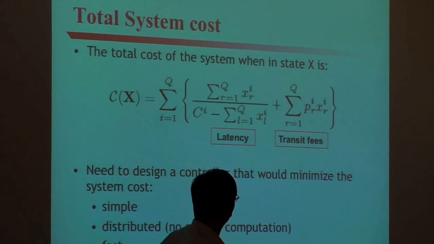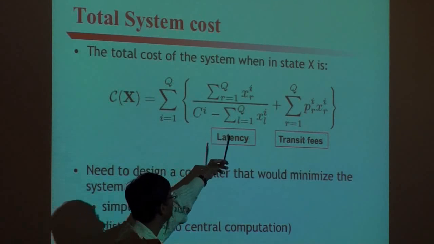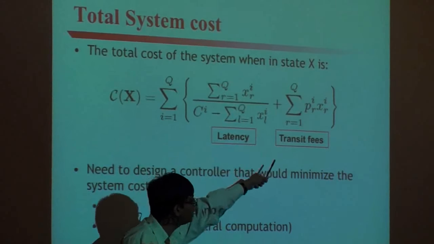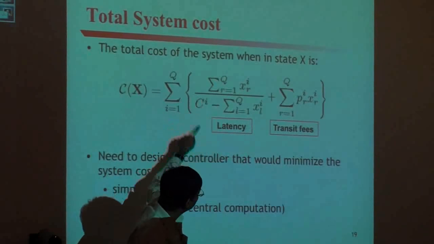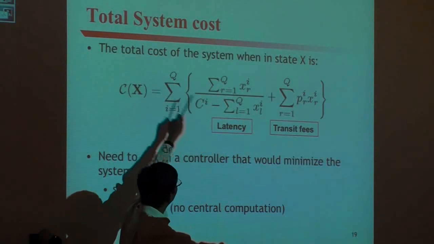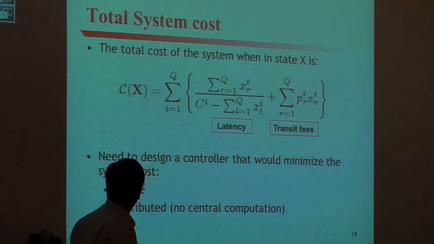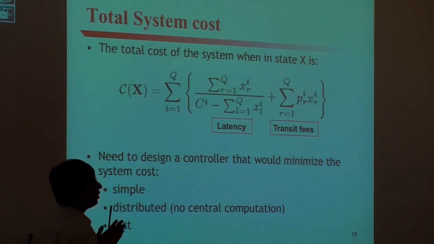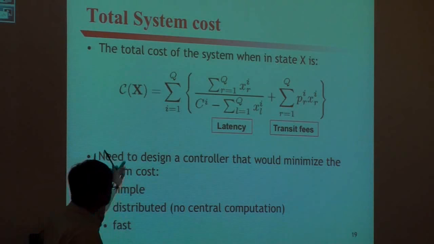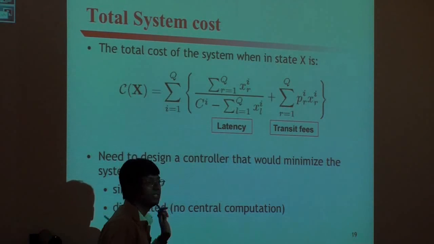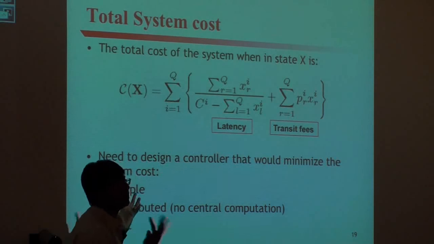So if I have multiple locations, each location experiences a total latency. Each location, there is a cost to get there. That is the total cost of a particular cluster, and over all clusters it is the sum. All right, so we need to design a controller that somehow minimizes this. This really is the unhappiness of the world as far as I'm concerned. So how do I minimize this unhappiness?